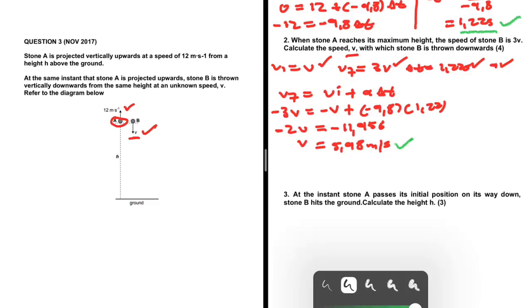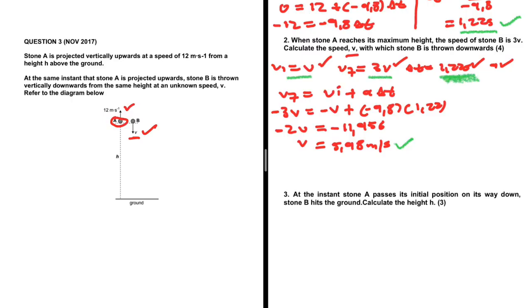You just need to identify your initial velocity, your final velocity, and maybe the time was also a bit tricky because the speed of stone B is 3v when stone A is at its maximum height, and we know full well that stone A is at its maximum height in 1.22 seconds. So I guess it was also a bit tricky to identify that the time is supposed to be 1.22, but apart from that, we're just sticking to the basics.